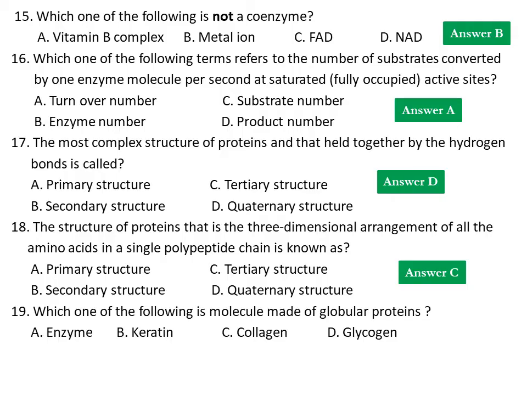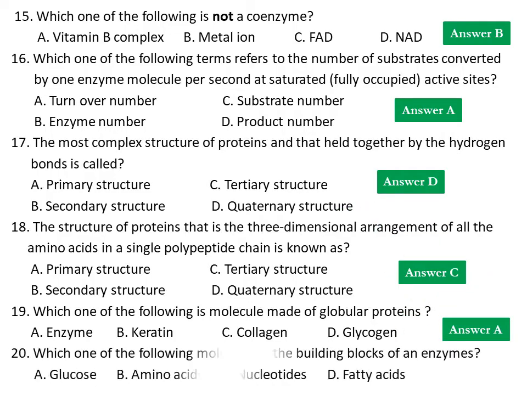Question number 19. Which one of the following is a molecule made of globular proteins? A. Enzyme. B. Keratin. C. Collagen. D. Glycogen. So the answer should be A. Enzymes are globular proteins.